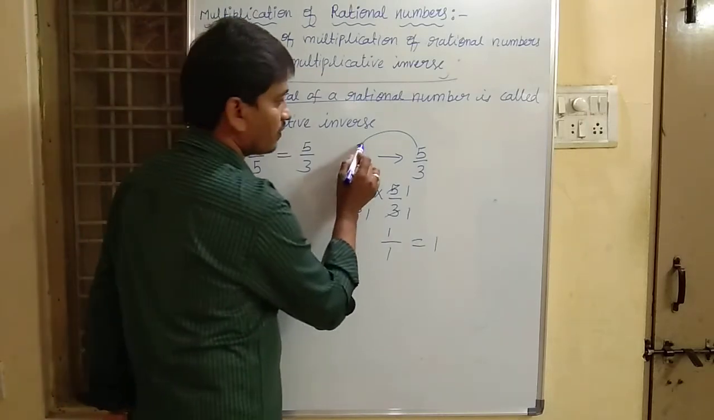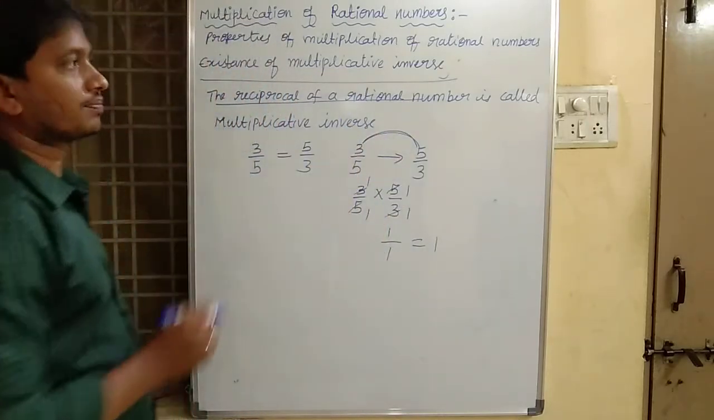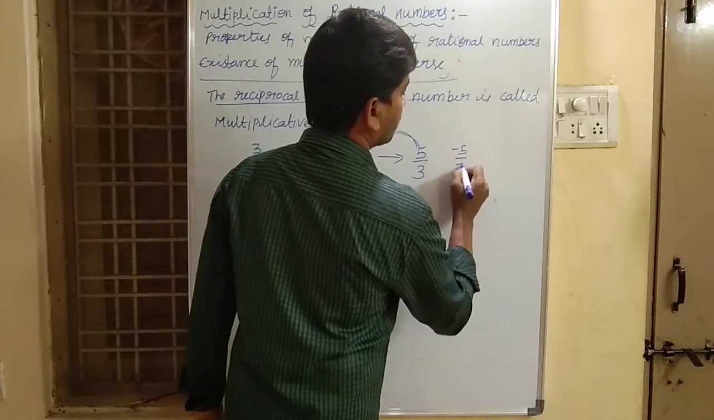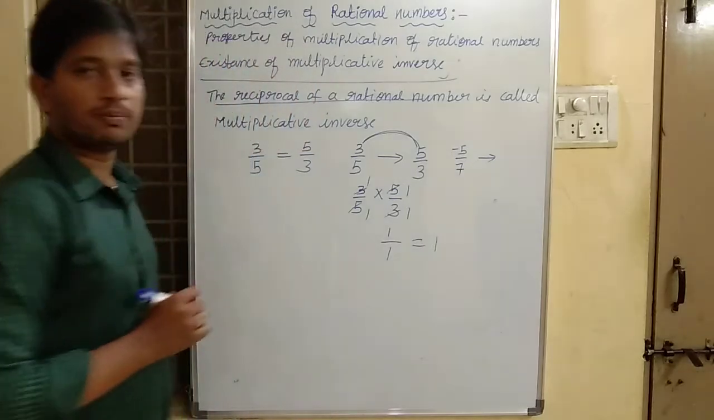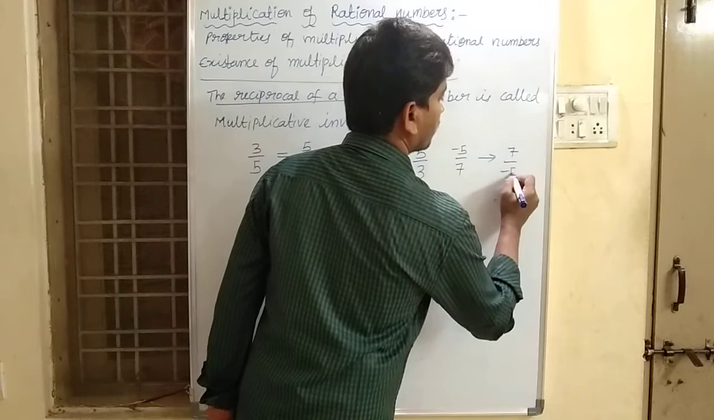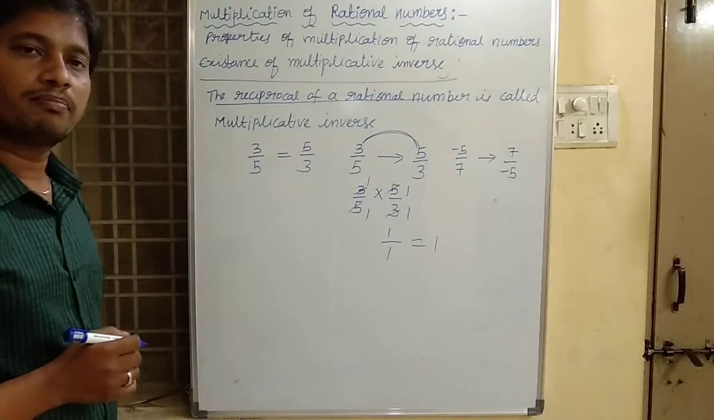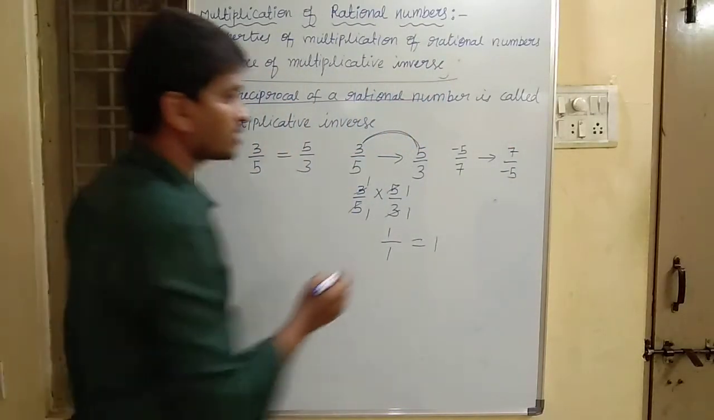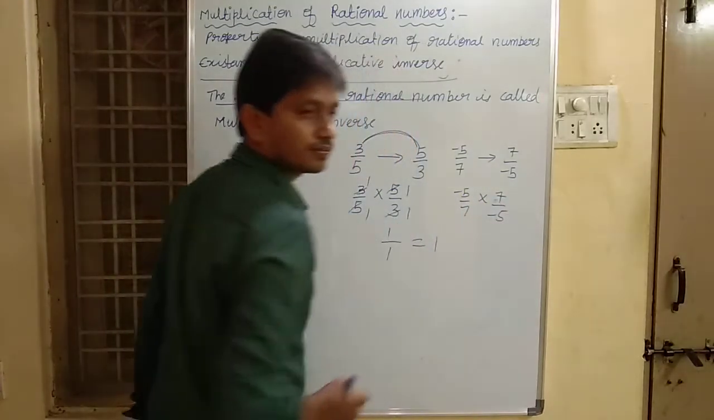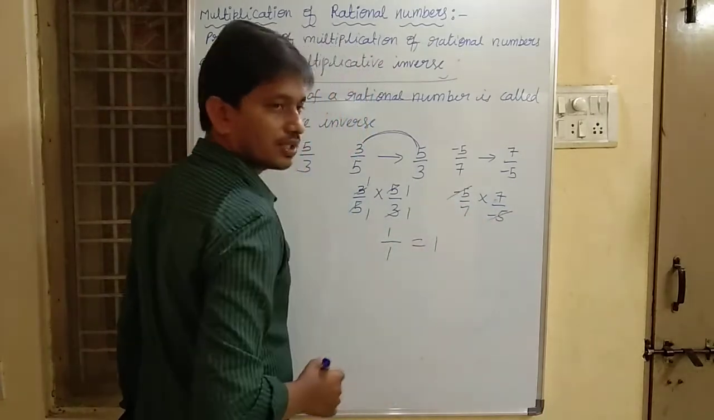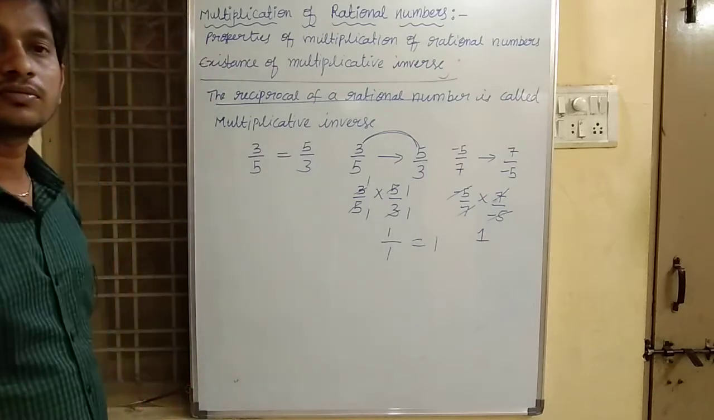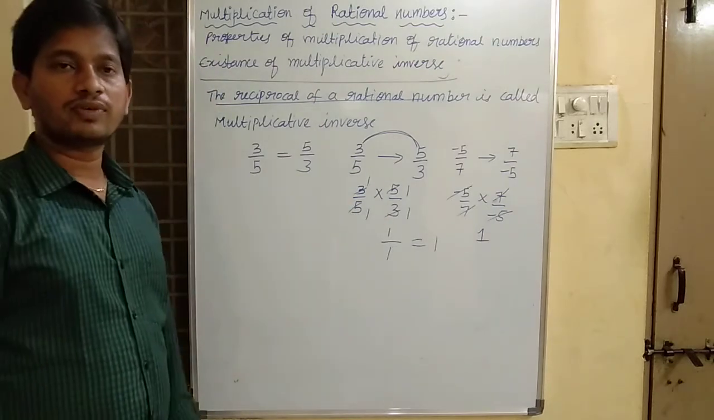So the multiplicative inverse of 3 by 5 is 5 by 3. Suppose, what is the multiplicative inverse of minus 5 by 7? Multiplicative inverse of minus 5 by 7 is 7 by minus 5. If you multiply the two rational numbers, minus 5 by 7 into 7 by minus 5, 5 gets cancelled, 7 gets cancelled. So what is the result? Result is 1. They are multiplicative inverse of each other.